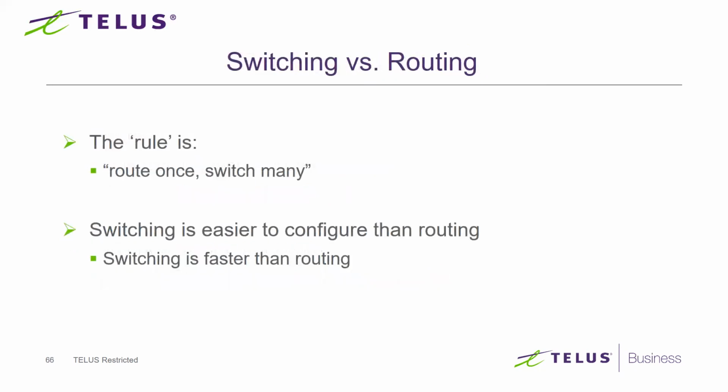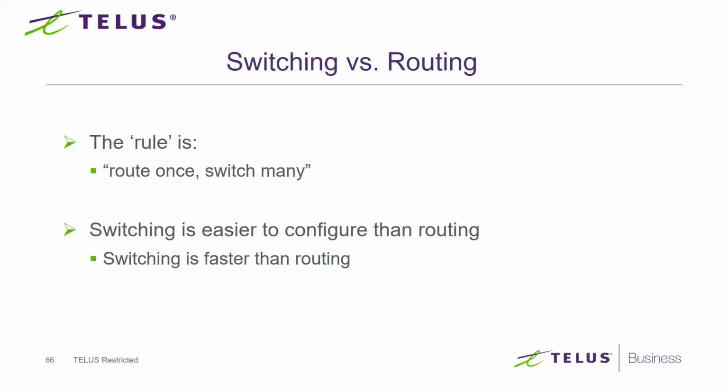Now, switching versus routing, the rule is route once, switch many. And that's a really good rule to live by. You want to route as little as possible, but you can switch as many times as you want. Simply because switching is done at near light speed, and routing requires a calculation or an analysis of where that packet comes from and where it goes to, and a rule or a table has to be kept to figure out where it comes and goes.